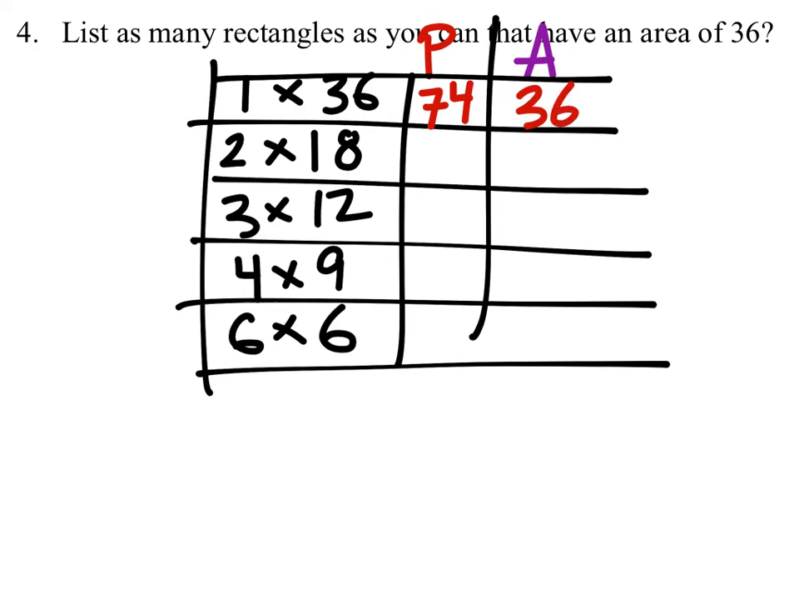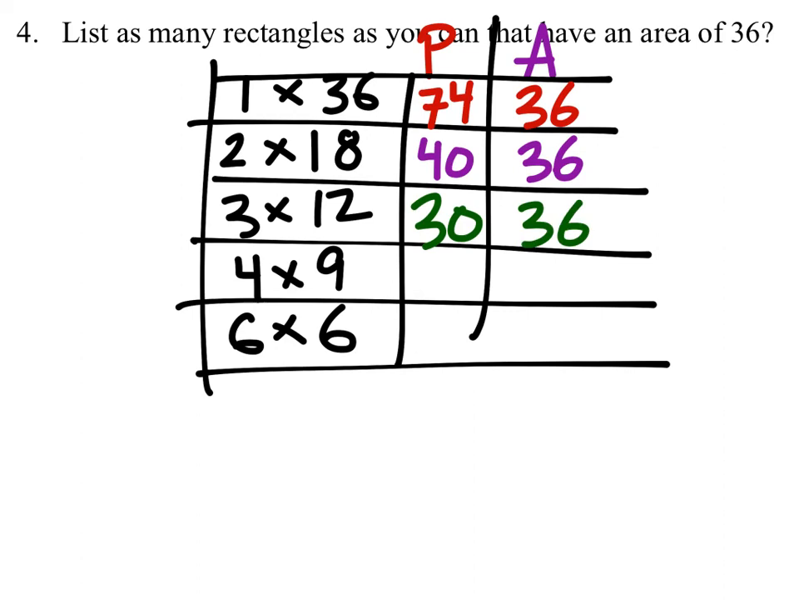What about a 2 by 18? What's the perimeter of these? That would be 2 plus 18 plus 2 plus 18. 40. Where the area is 36. What about the perimeter of 3 by 12? 3 plus 12 plus 3 plus 12? 30. What's happening to the perimeter as we go down this list, you guys?